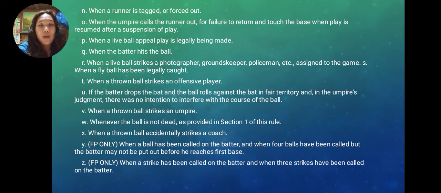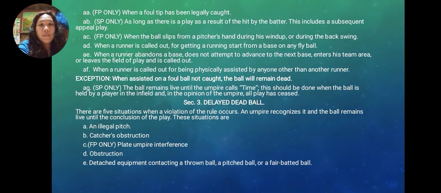For letter Y, FP only, when a ball has been called on the batter and when 4 balls have been called but the batter may not be put out before he reaches first base. Then for Z, FP only, when a strike has been called on the batter and when 3 strikes have been called on the batter. So for AA, FP only, when a foul tip has been legally caught. For AB, SP only, as long as there is a play as a result of the hit by the batter. This includes a subsequent appeal play.